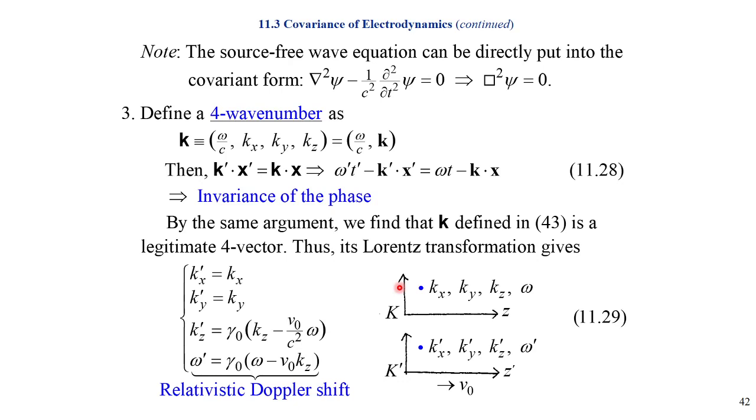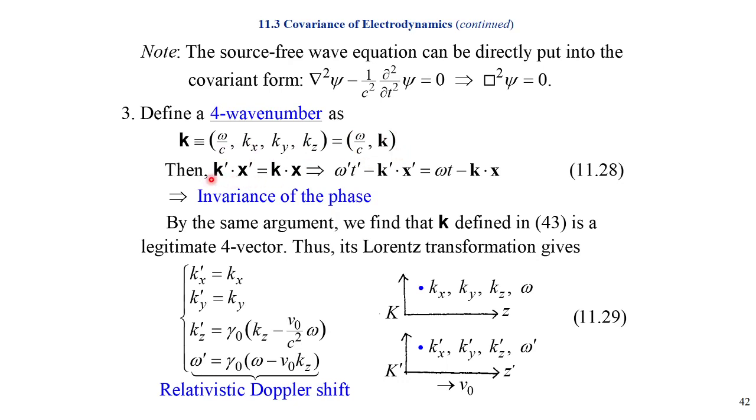Remember, we have 4-momentum. In quantum mechanics, momentum is related to wave number, and energy is related to frequency. Frequency is 1 component, wave number is 3 components. So there are 4 components in total. Therefore, we can define a 4-wave number: omega over c, kx, ky, kz, or in short, this form.